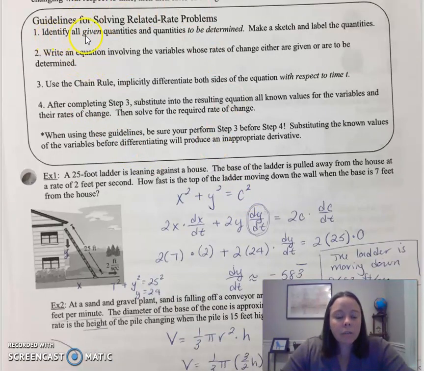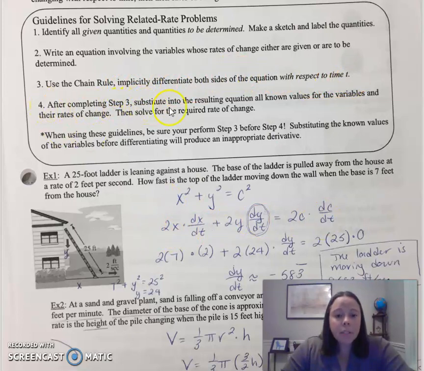So to identify all given quantities to be determined, make a sketch, label the quantities. I don't write the quantities and label them, but if that's something you think would be helpful, go for it. Write an equation involving the variables whose rates of change either are given or to be determined. So that's where we determined we're working with the side lengths, so it makes sense to use Pythagorean theorem. Use the chain rule, implicitly differentiate both sides with respect to time. That's what we did here.